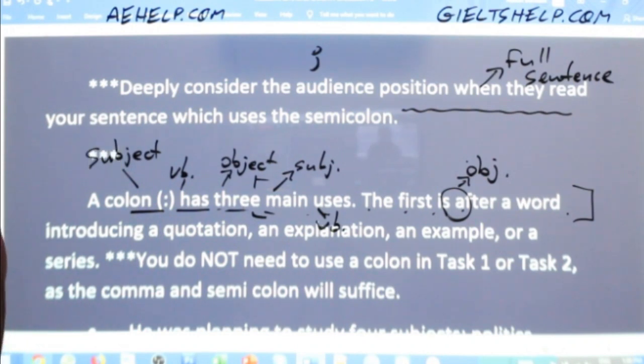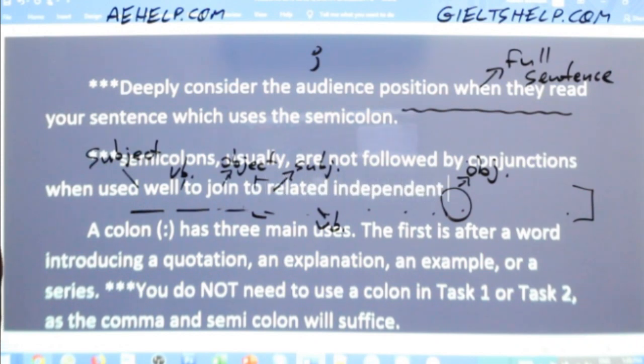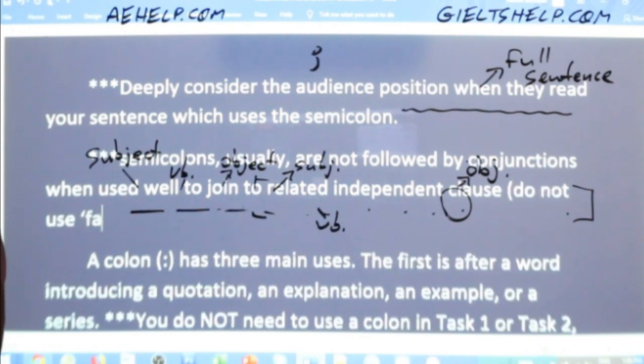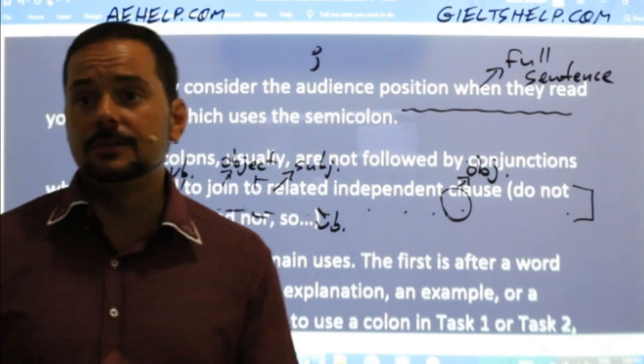Semicolons usually, I say usually because there are exceptions, and I won't go into those right now, semicolons usually are not followed by conjunctions when used well to join two related independent clauses. So do not use fanboys, which means for, and, nor, so, and so on. So don't use those. Otherwise, if you take that out, Chantal, it's fine.